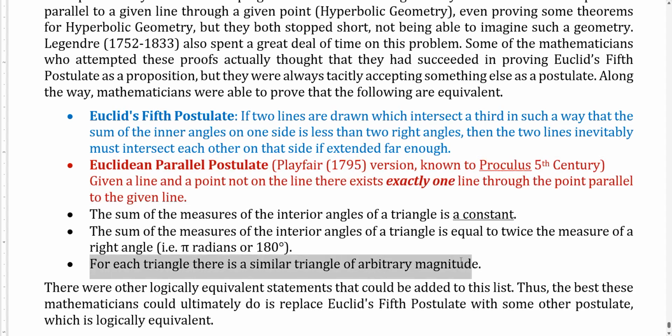Another thing that's equivalent to it is that for each triangle, there's a similar triangle of arbitrary magnitude. So we're going to study similar triangles in a couple of playlists or a couple chapters down the road.